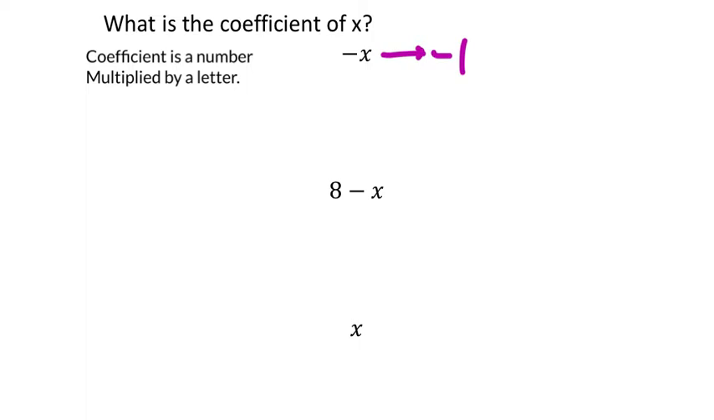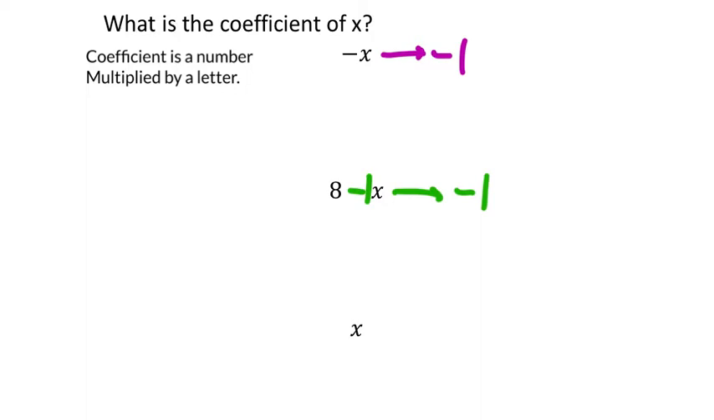Well, what about this one? It's 8 minus x. Well, again, there is a number there being multiplied by the x. It's not 8, by the way, because it's 8 minus x. Again, it's a phantom 1. But remember that the coefficient, just like every term, will take the operation to its left as its sign. So it's not just 1. This one is a -1 also.